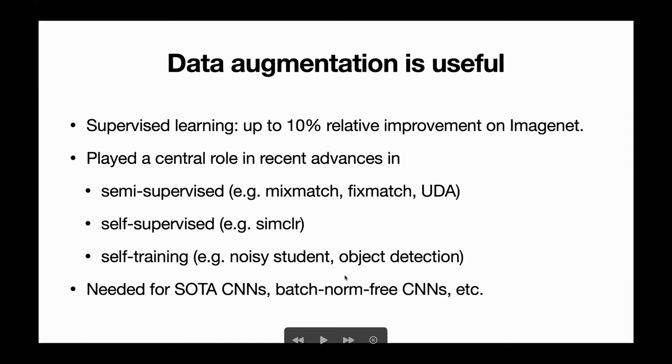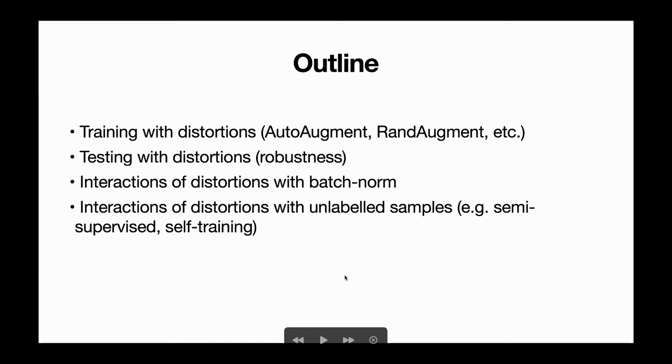So given the fact that it's practically useful and it's interesting from a scientific perspective, trying to understand generalization better, I'll tell you about our history of data augmentation research, how we try to improve it, how we try to use it to understand generalization. And then I hope to talk about its interactions with robustness, its interactions with batch norm. And if I have time, I'll talk about its interaction with how you deal with unlabeled samples, such as you would in semi-supervised learning. But I may not have time for that.